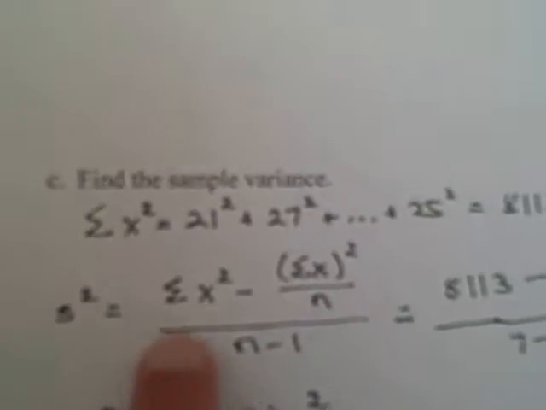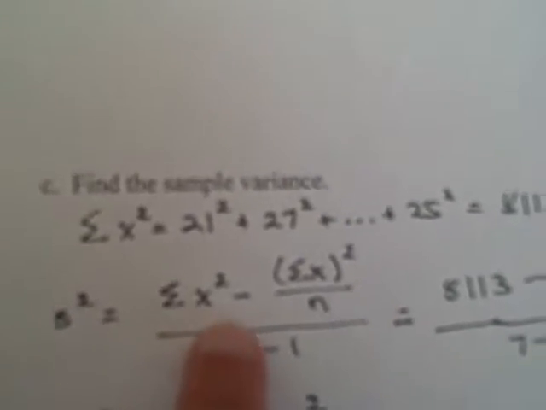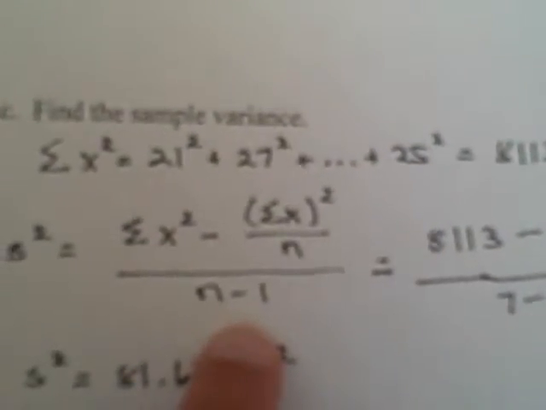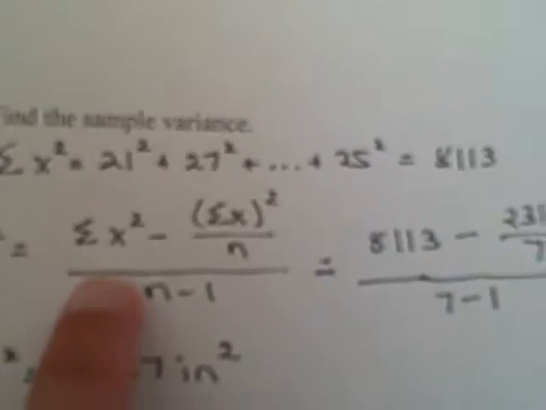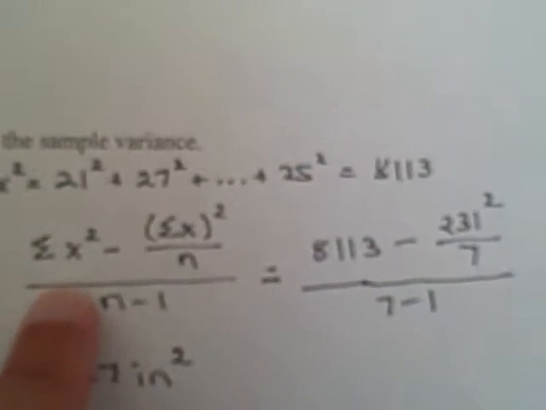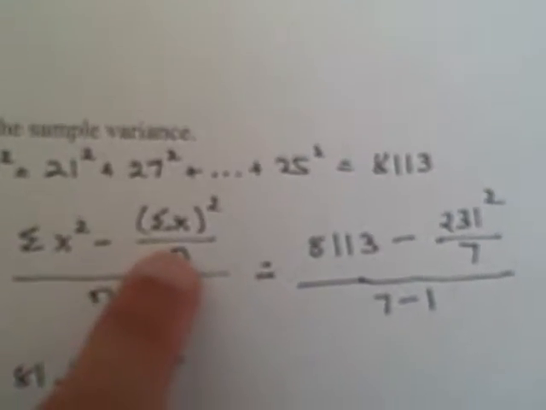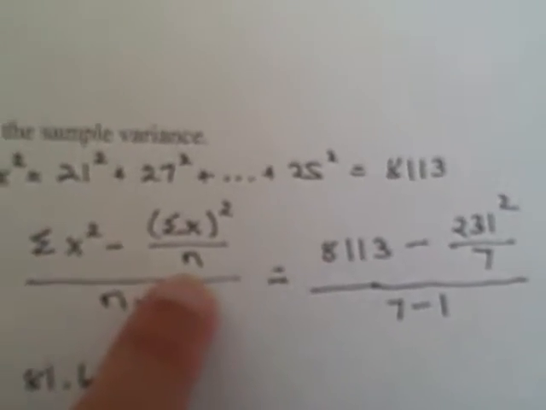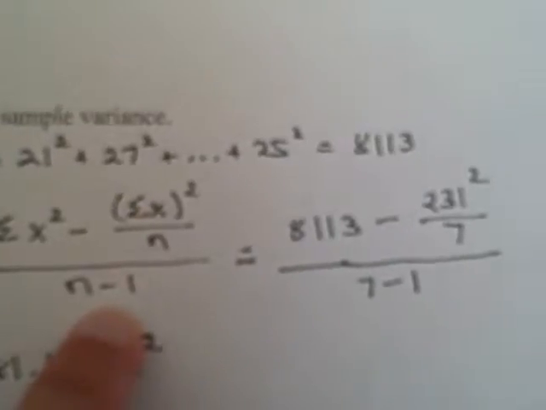to give me 8,113. Okay. Now the formula for variance: s squared equals the sum of the squared x's minus the sum of the x's, that's what we found up here, this 231, squared over n, divided by n minus 1. So the sum of the squared x's, that's that 8,113. The sum of the x's was 231, squared, divided by 7, minus 1.